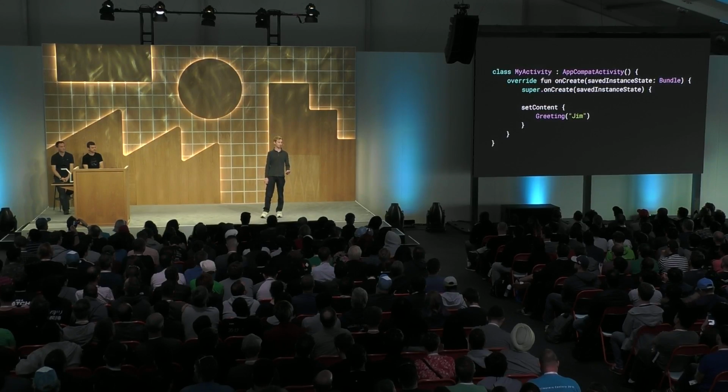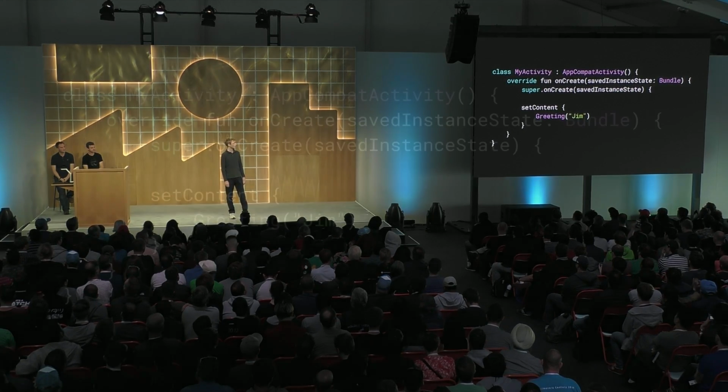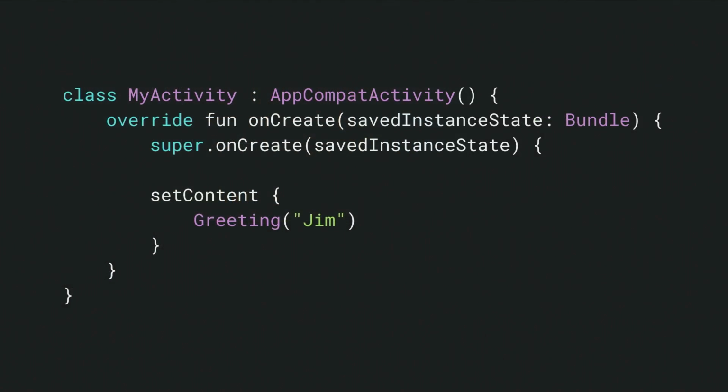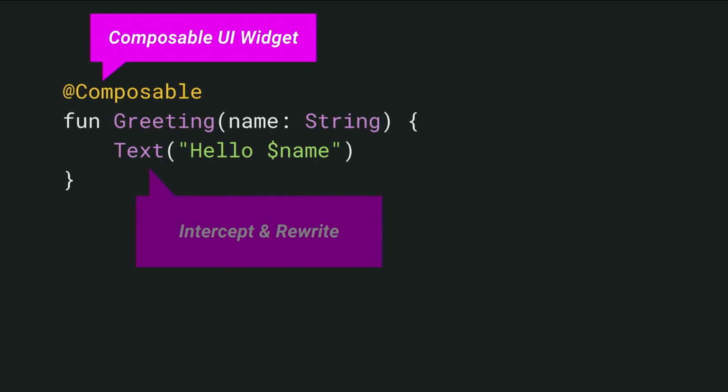If you did want to use Compose in an application, it might look something like this. You can call composable functions directly from the content of your activity. All composable functions are annotated with an @Composable annotation. This tells the Compose compiler that your function should be treated as a widget, and it allows us to jump in and perform the necessary rewrites at the right time.